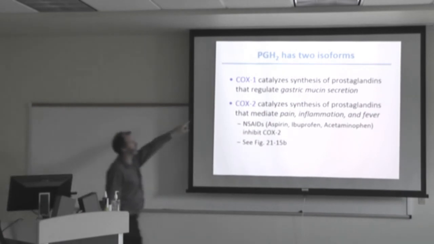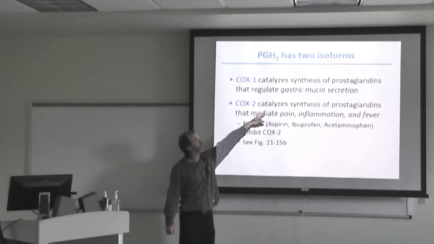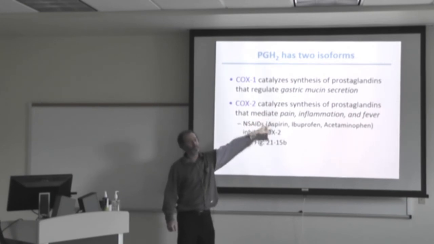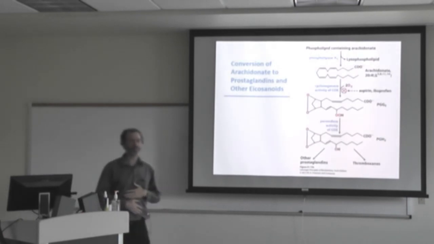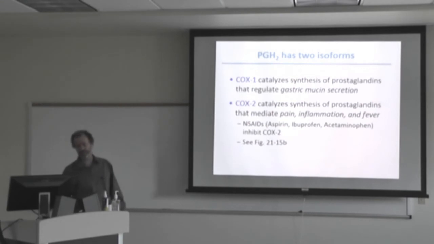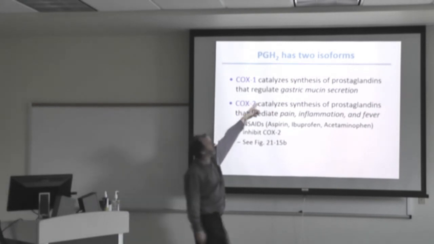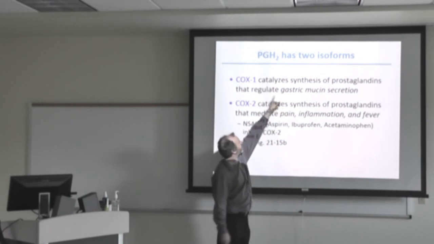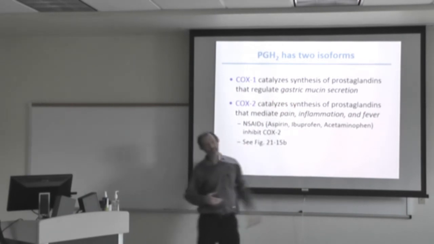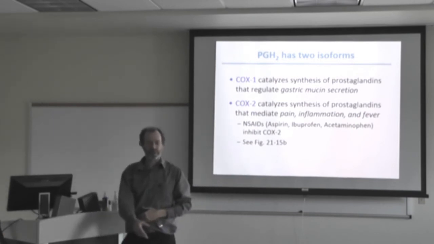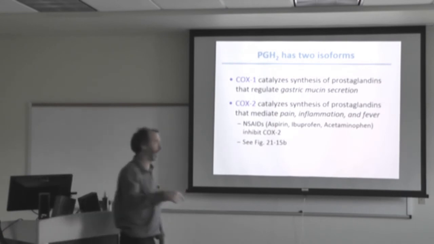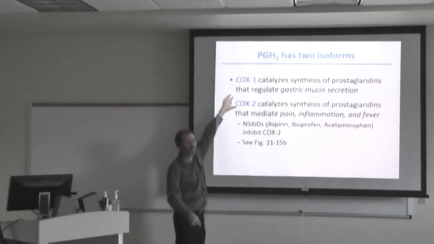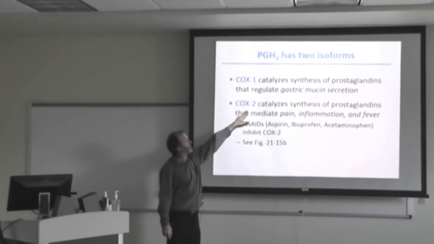COX-1 catalyzes the synthesis of prostaglandins that regulate gastric mucin secretion. So you've always heard of the side effects. People taking too much aspirin or ibuprofen find it hard on the stomach, right? That's because COX-1 regulates the prostaglandins that regulate gastric mucin secretion. So that's a side effect that we don't want of COX inhibitors. General COX inhibitors like ibuprofen and aspirin will block both of these. This is the side effect, and this is the activity we're looking for in the drug, right?